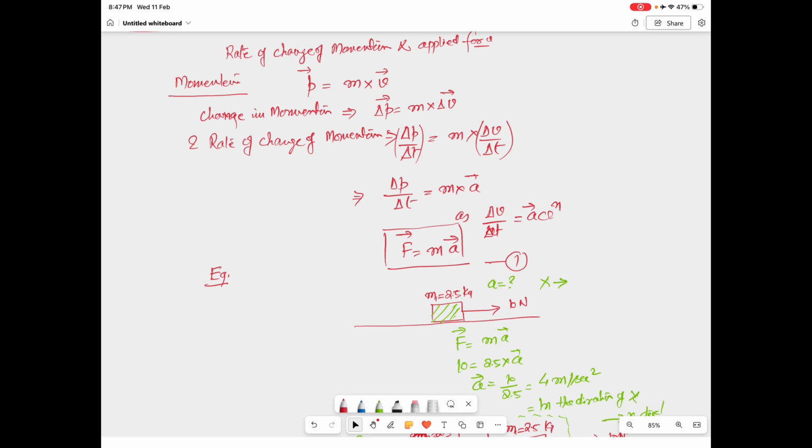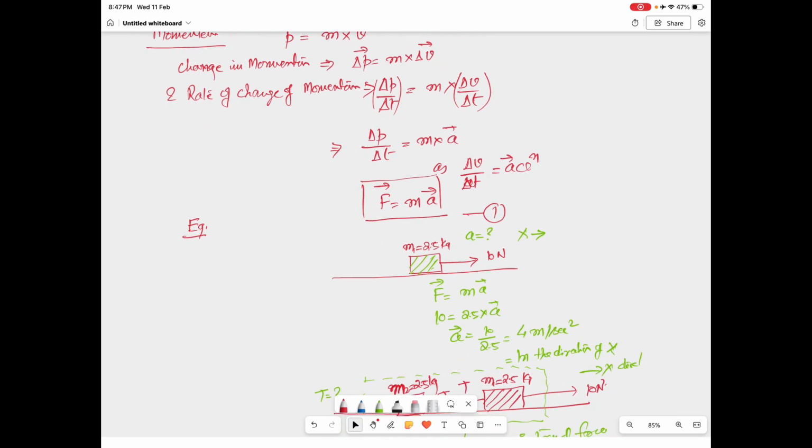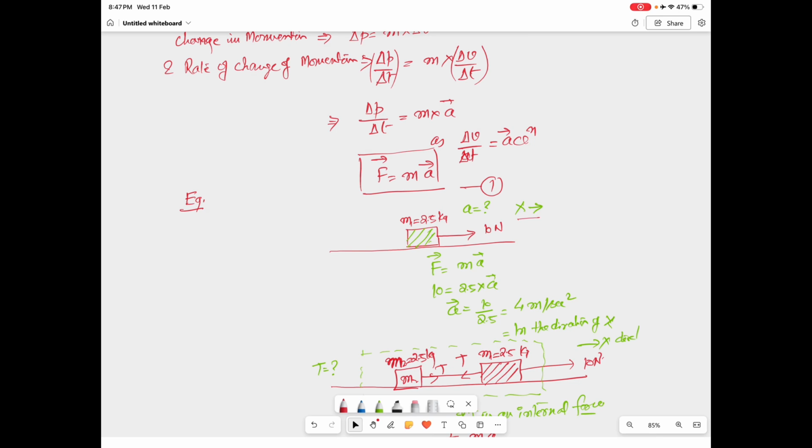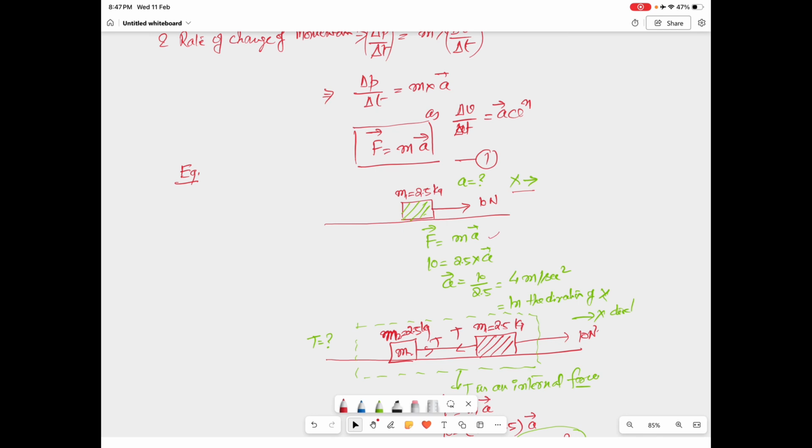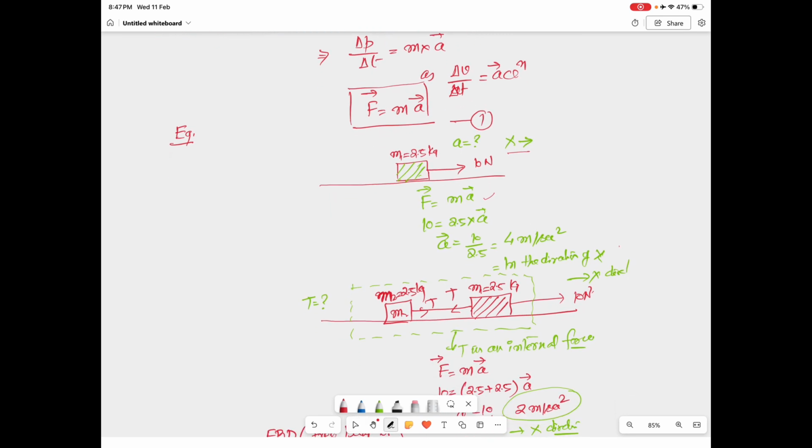So we will cover a small example. You can see here there is a mass m1 of 2.5 kg, to which a 10 Newton force is applied in the positive x direction. What is the acceleration in this case? I will apply the equation F is equal to m into a, where 10 Newton is the force, 2.5 is the mass, and a is the acceleration. So acceleration is 4 meter per second square, and of course it will be in the direction of x, as I have written here. So up to this point it is clear.